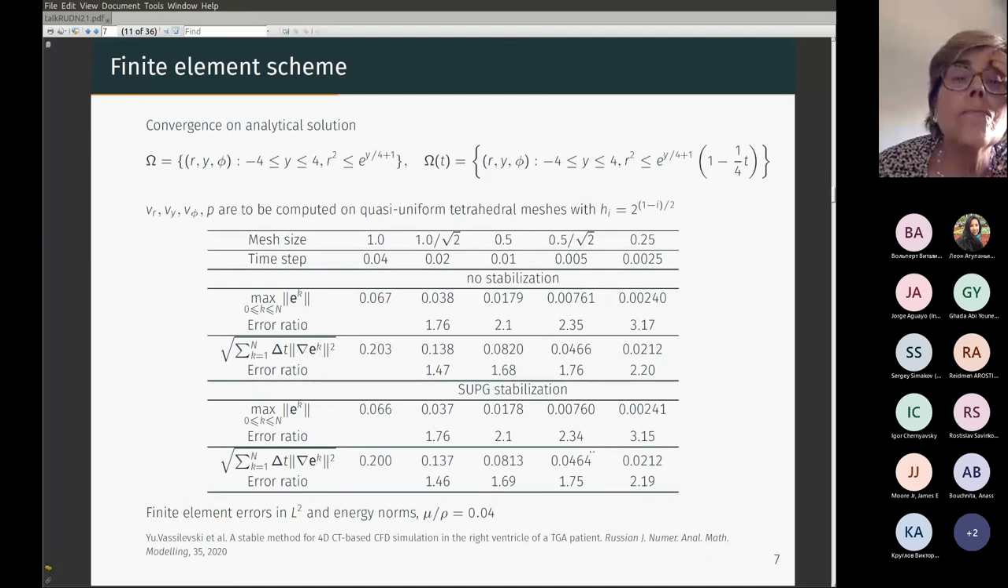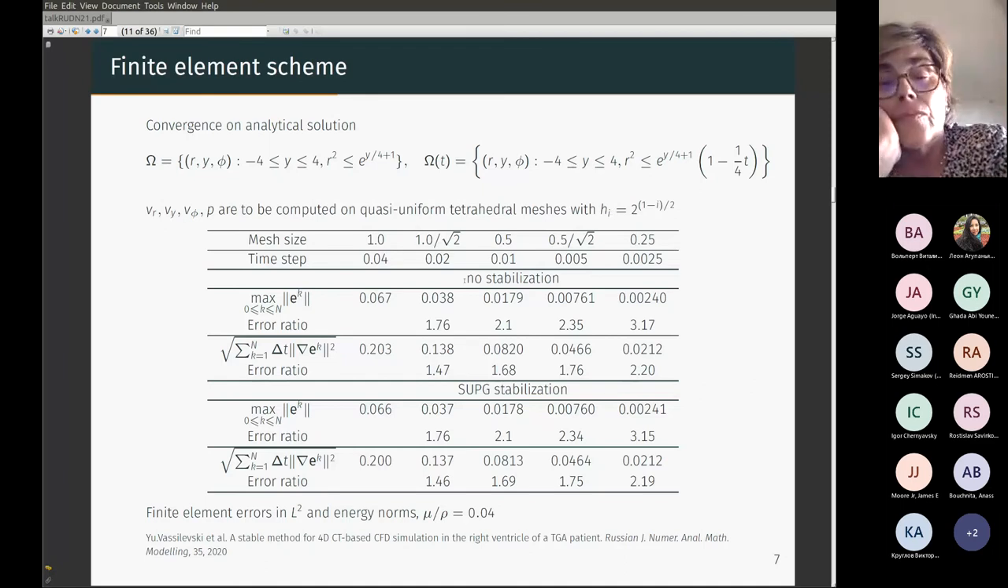To illustrate the impact of stabilization, for instance, SUPG stabilization on the accuracy, we consider an analytical solution with a reference domain, which is a tube with a non-constant diameter. And this tube is shrinking in time, and we can write explicitly the solution to the Navier-Stokes equation with non-zero right-hand side. And we test this solution, the accuracy of the finite element approximation, on a sequence of quasi-uniform tetrahedral meshes with mesh sizes which are divided by square root of 2.